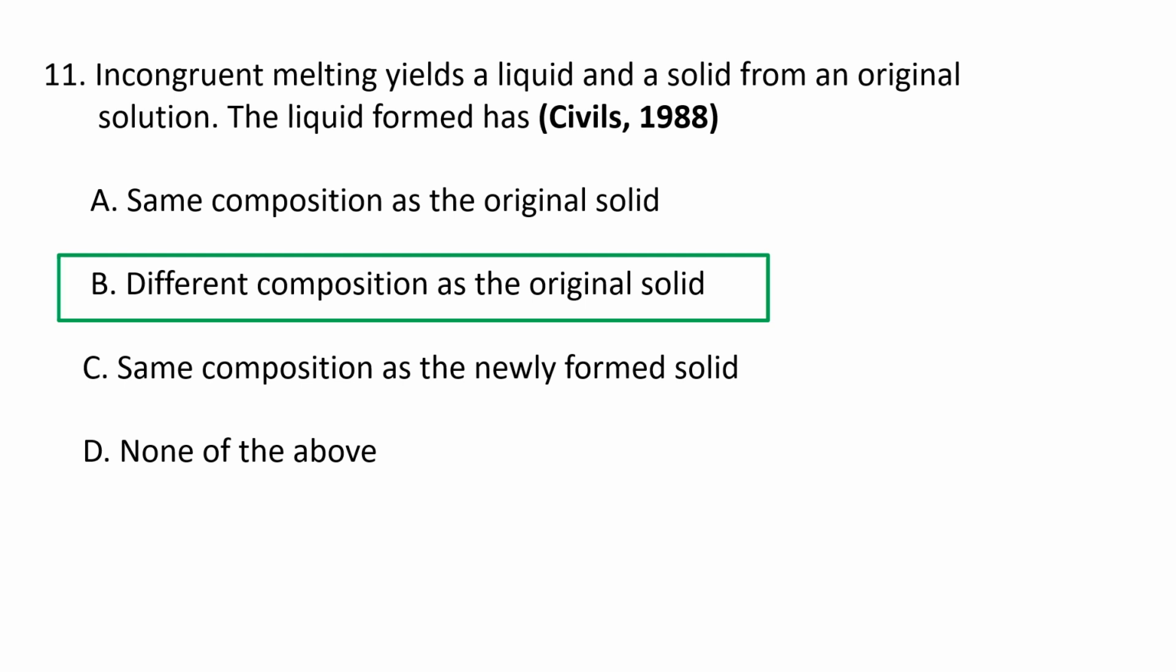Incongruent melting occurs when a solid substance does not melt uniformly, so that the chemical composition of the resulting liquid is not the same as that of the original solid. So during incongruent melting, a new solid of different composition forms. So B, different composition from the original solid, is the correct option.